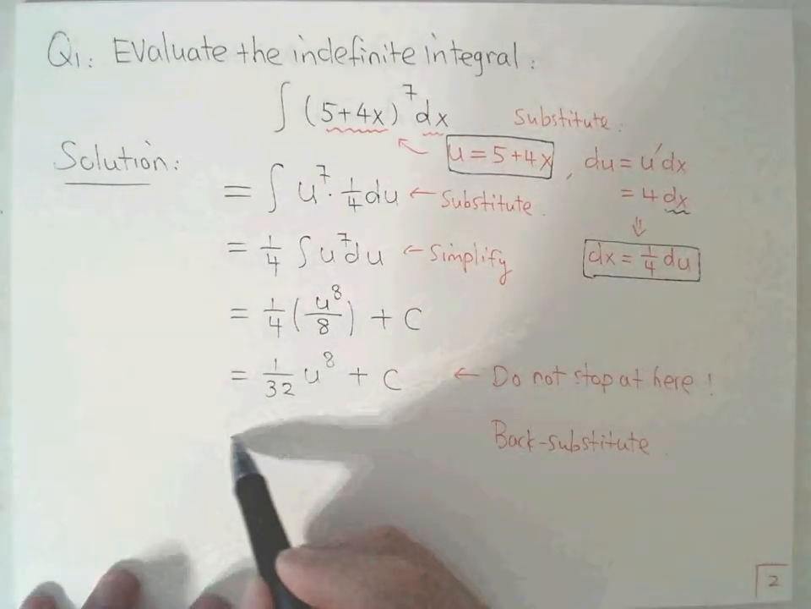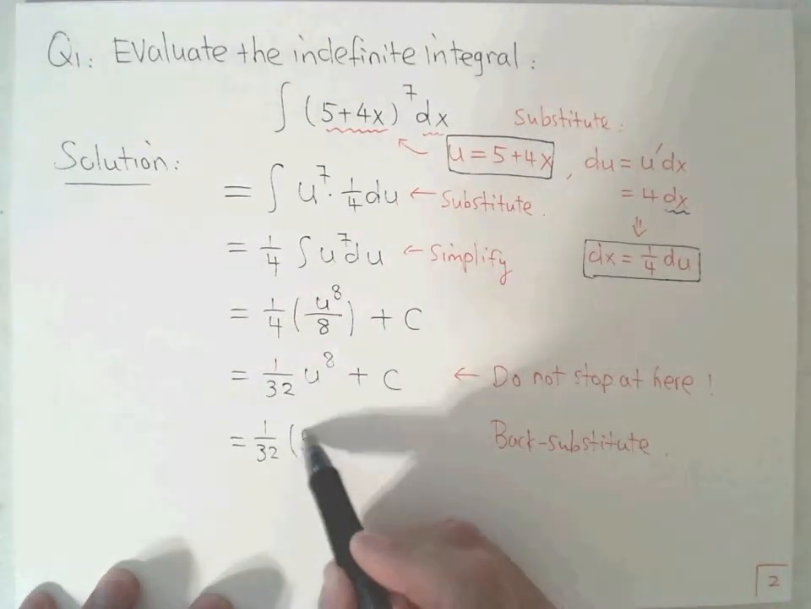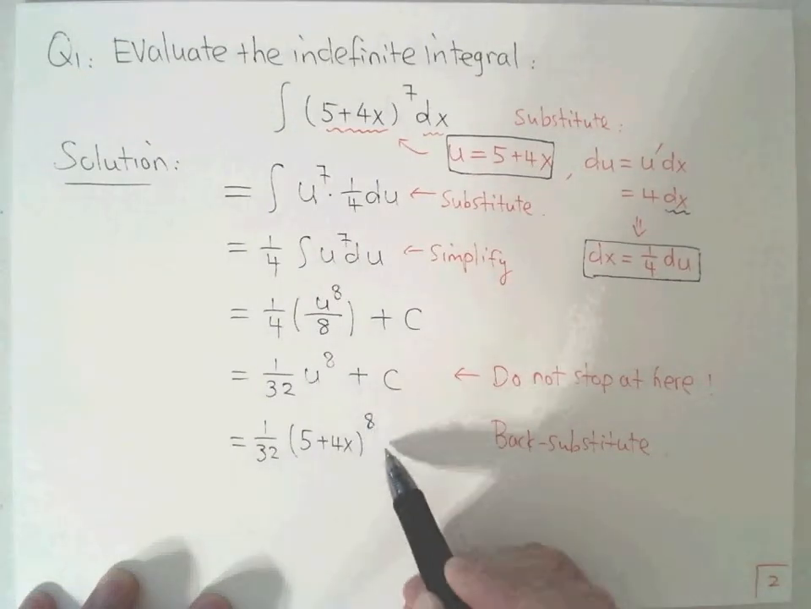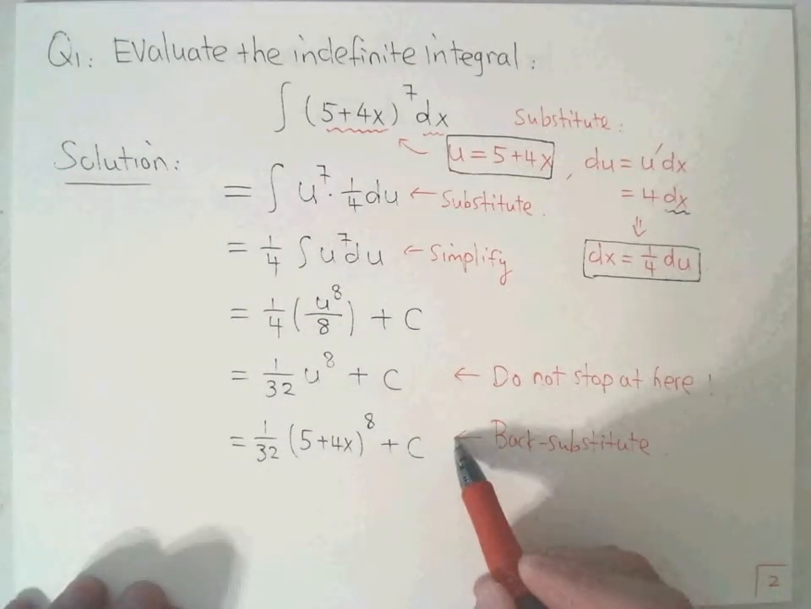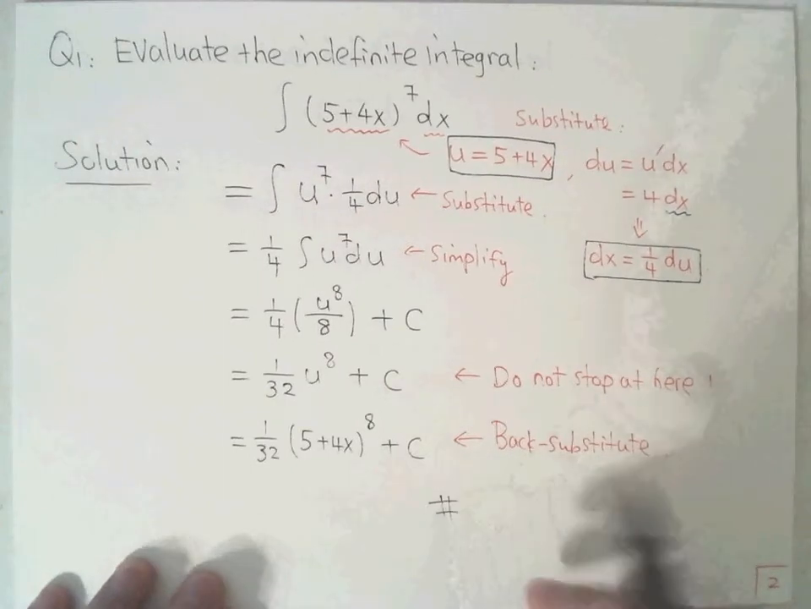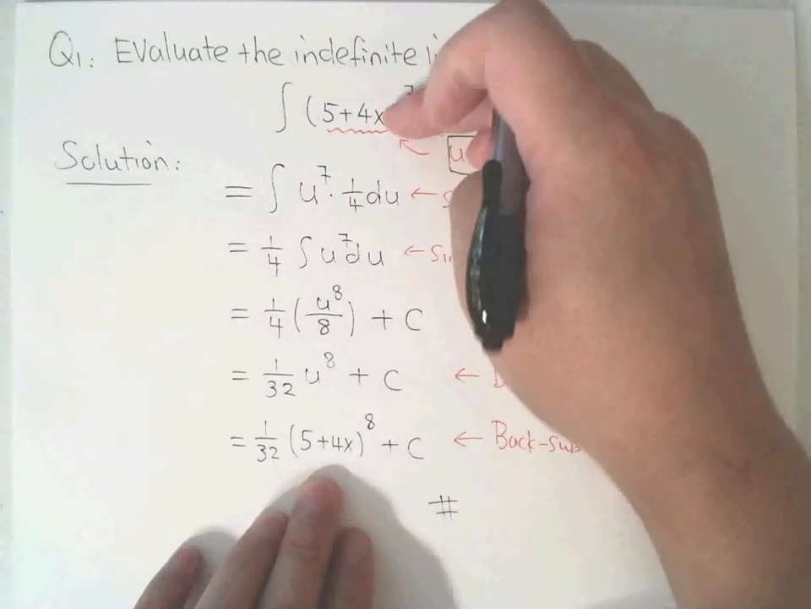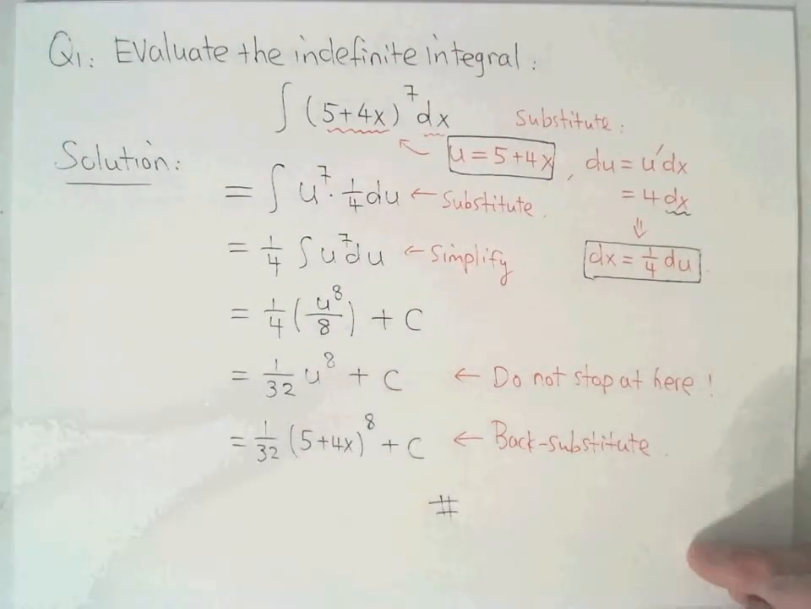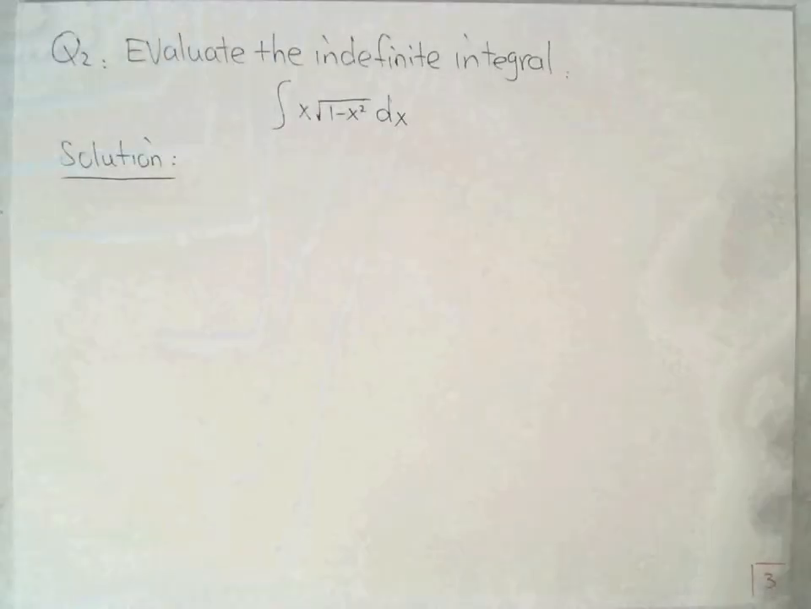And then let's look at this. So we back substitute u equals 5 plus 4x, and we get 5 plus 4x raised to the 8th power, and then plus c. This is the back substitution. Now you get the final answer. And then you can verify: taking the derivative goes back to this integral function. You can verify by yourself. Easy verification. This is the first, and we move to the second.